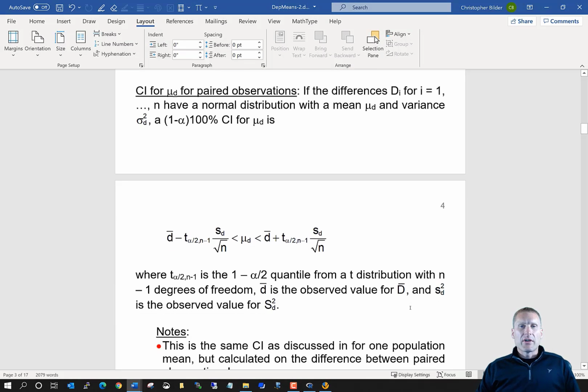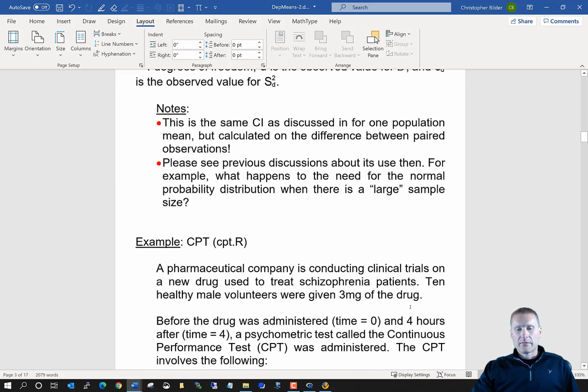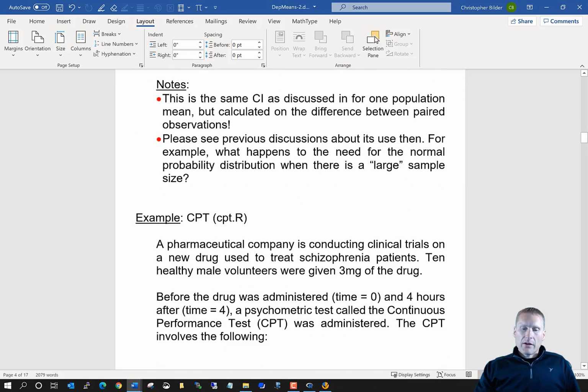Well, what's a confidence interval now for this mu sub d, the population mean difference? It's exactly what we had when we were dealing with one population mean before. The key difference is we replace the y's with the d's. So it's the same interval. For a note here, please see previous discussions about its use. For example, what happens to the need for the normal probability distribution when there's a large sample?